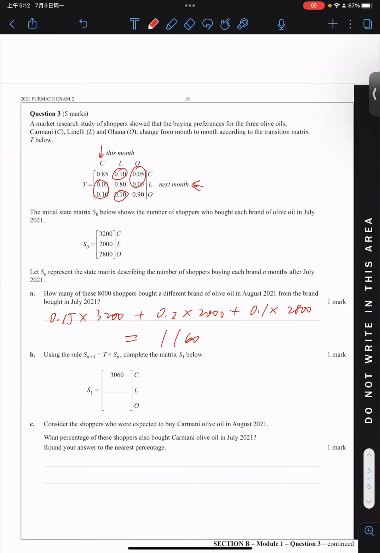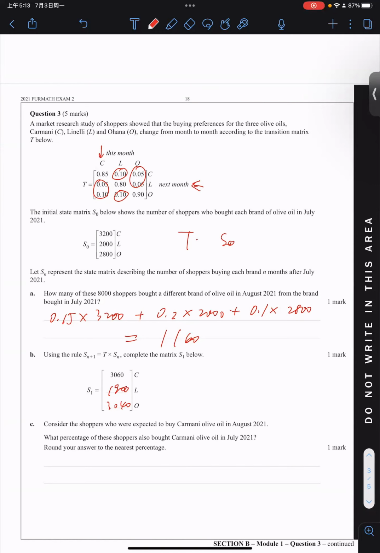And question B, we are looking for S1. Easily, we do this T matrix times S0. Please input the numbers carefully into your calculator and then click enter. You can get the answer. Already the first one provides us 1900 and 3040. That is the correct answer.